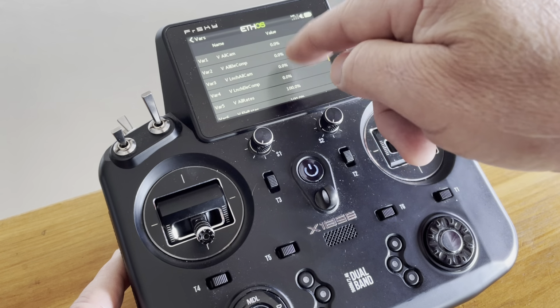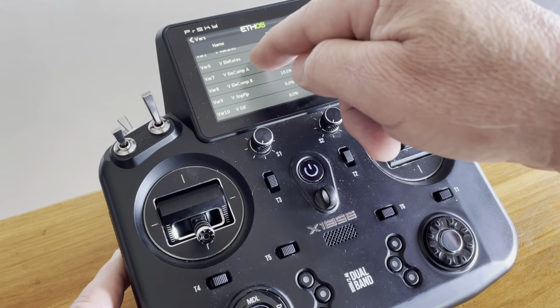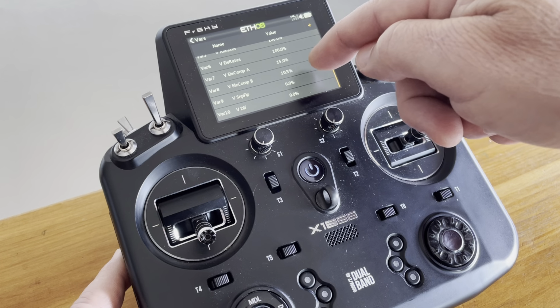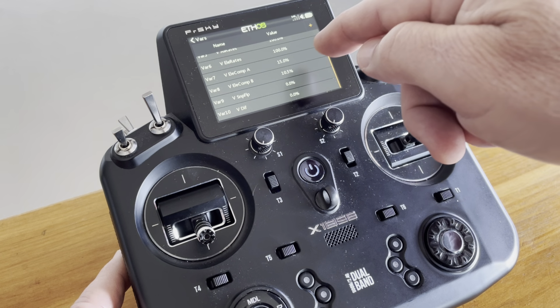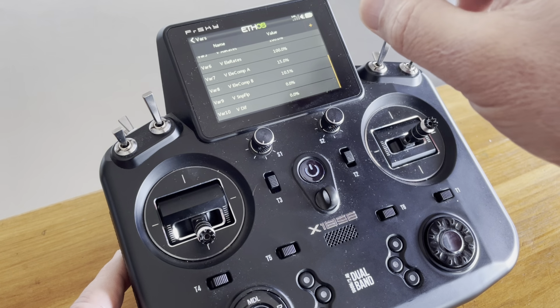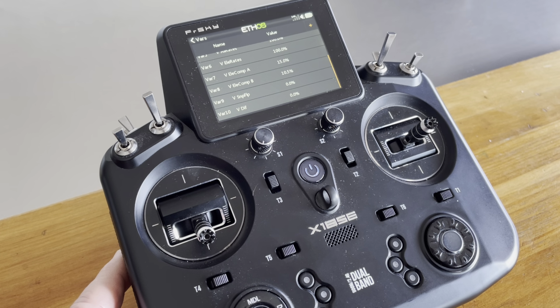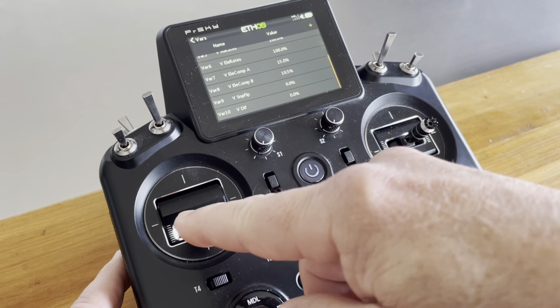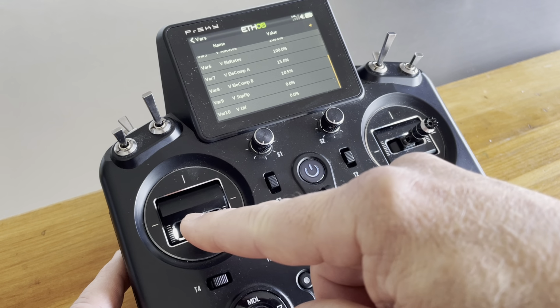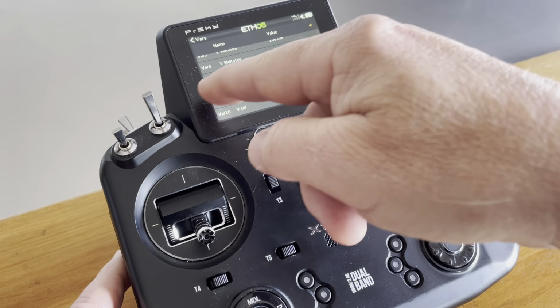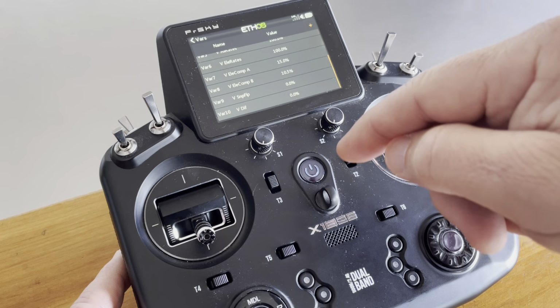So if we look at the variables, A and B, you can see one is 15 and one is 10.5. B is the middle point of a 3-point curve, and A is the end point of a 3-point curve. So the maximum value when the flaps are down is 15%, and the mid value is 10.5%.